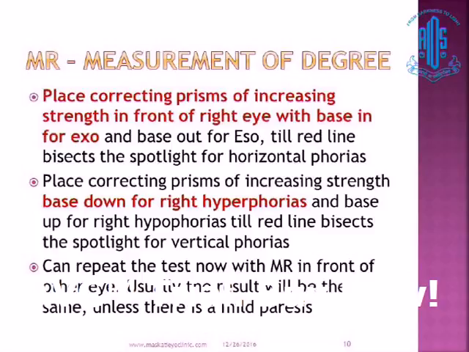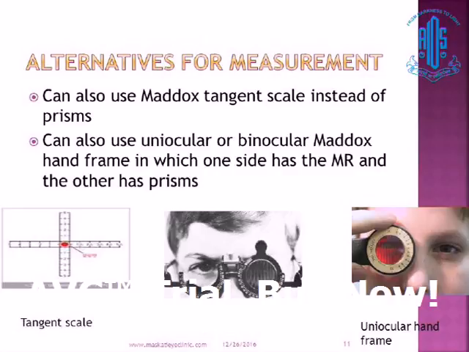This is when you are trying to correct it to see how many prism diopters. So you know straight away that if you put a 10 prism diopter and it corrects, the patient has got 10 diopters of latent squint. You can repeat the test by putting the Maddox rod in the other eye. If the patient has got no paralytic squint, it will be exactly the same results, unless there is a mild paresis. You can also use other devices like the Maddox tangent scale.